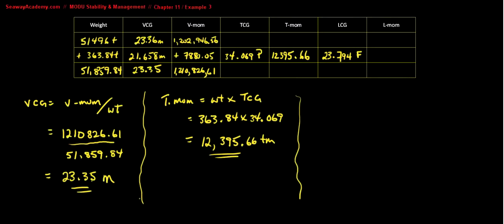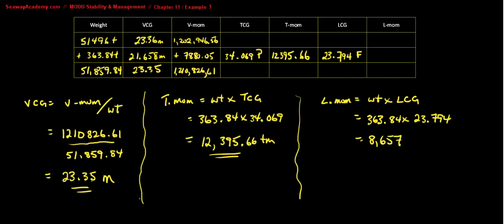So now we need to calculate our longitudinal moment. And our formula for the longitudinal moment is the weight times the longitudinal center of gravity for tank number 33. So the weight is 363.84 tons. And the longitudinal center of gravity is 23.794. So when you multiply these together, you get a longitudinal moment of 8,657.21 ton-meters.